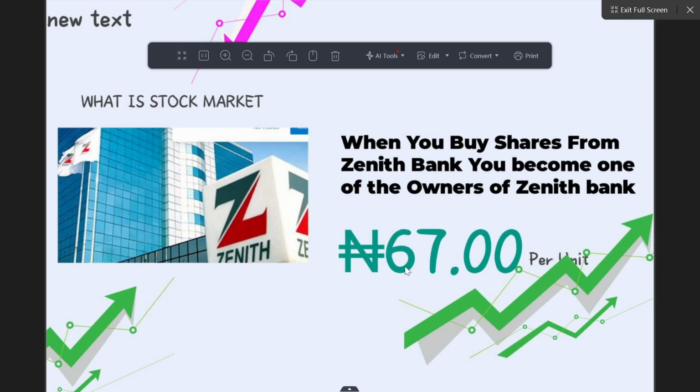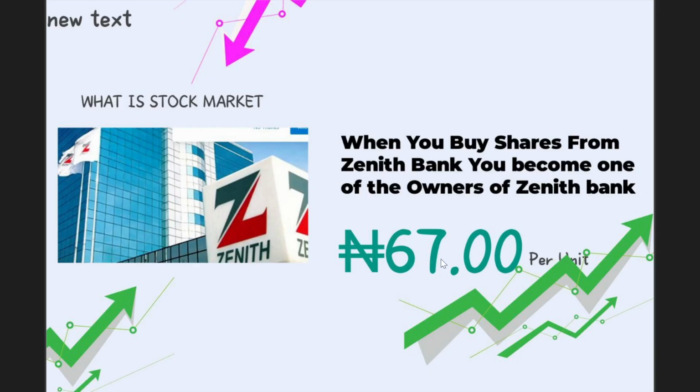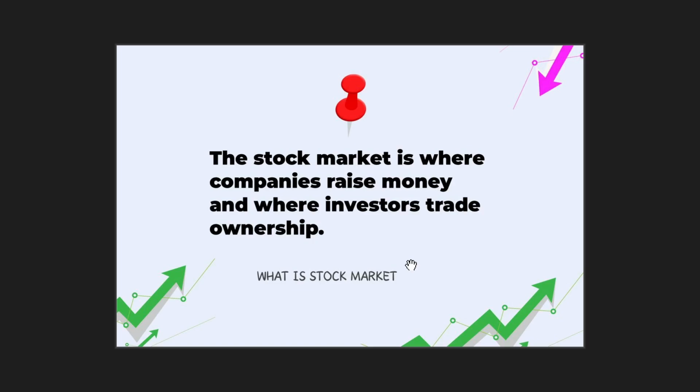So you can choose to buy 5 units, 10 units, 50 units, 100 units, but per unit is 67 naira. When I was buying my Zenith Bank, I bought it at 30 naira. Now it is at 67 naira. We are going to talk about that. So it is the earlier you buy. Imagine we are all young. Our age range in this class is about 16 to 28, 29. I don't know. But that's it about shares and stocks. So stock market is where companies raise money and where investors trade ownership. You will ask me, why is Zenith Bank, for example, putting their shares outside?